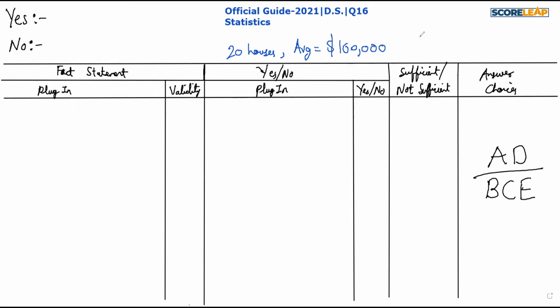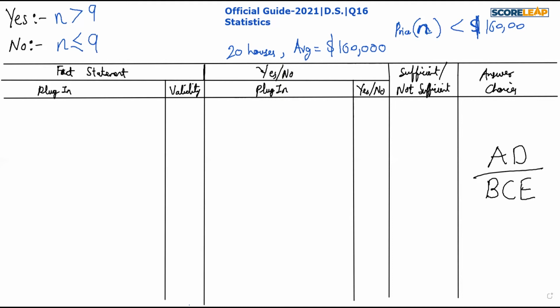So let us take n as the number of houses that have a price less than the average price, which is $160,000. We have to figure out whether n is greater than 9 or n is less than or equal to 9. So the price of n houses has to be less than $160,000. Is that clear? So let us jump to the statements directly.